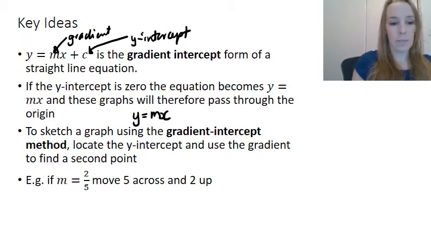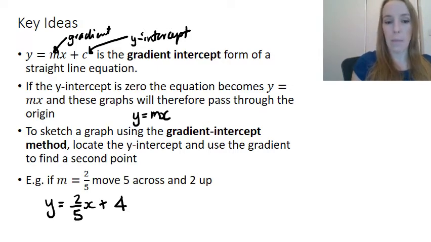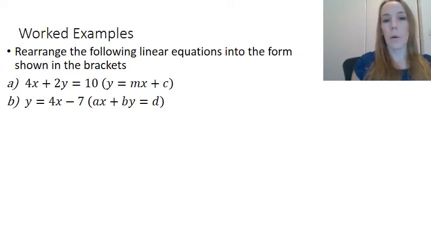So for instance, if you had the formula y equals 2/5 x plus 4, you could actually graph from there because you'll know that the y-intercept will be 4, so it'll intercept the y-axis at 4, and then you can use the gradient, which is 2 over 5, to find a second point. So to do that, remember the gradient is the rise over the run. So the rise would be 2, so you're going up 2, and the run will be 5, so you're moving across 5. So that way you could have 2 points, connect them together, and you'd be able to draw the line.